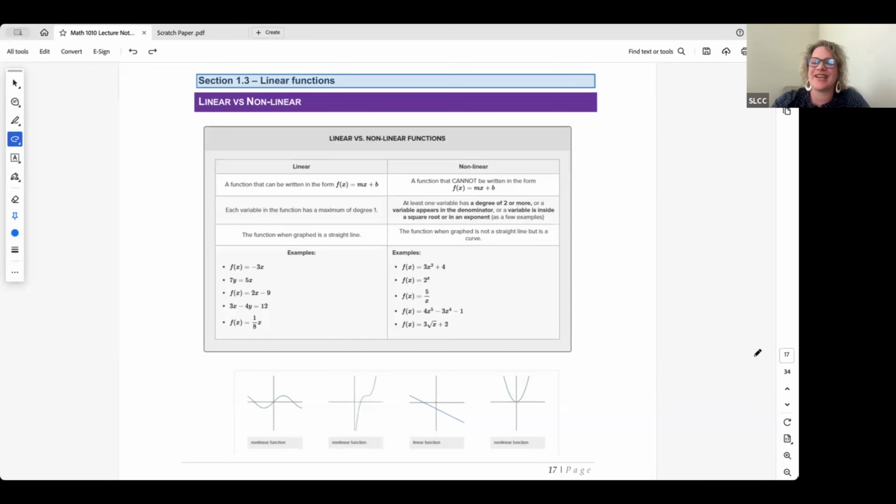Today we're going over section 1.3, linear functions. We'll talk about linear versus nonlinear, and we'll also define types of slopes in this video. Let's look at this chart.